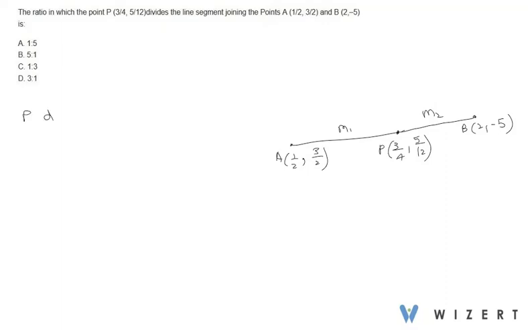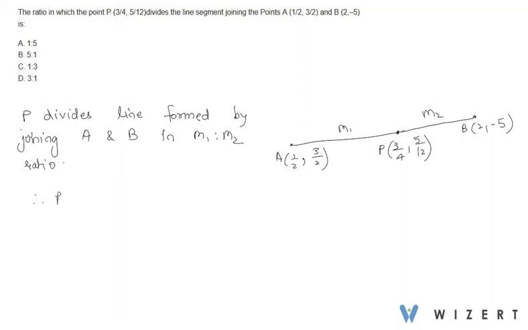P divides the line formed by joining A and B in m1 is to m2 ratio.